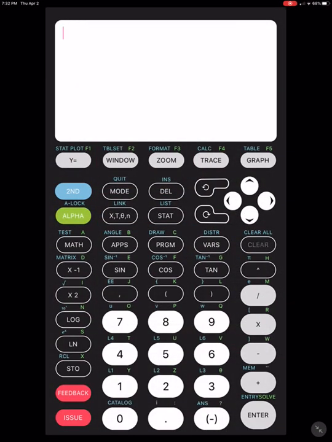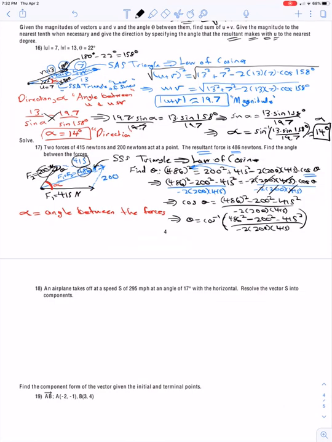On our calculator, let's clear out the last problem. We need the second cosine button. Be careful, we need a parentheses around the numerator: 486 squared minus 200 squared minus 415 squared. Close the numerator parentheses, divided by the denominator, put it in parentheses: negative 2 times 200 times 415. Close it out. Hit the enter button. I get 98.3 degrees. So again, I got 98 degrees for that. Let's go back to our drawing, that's theta. So this is equal to approximately 98 degrees.